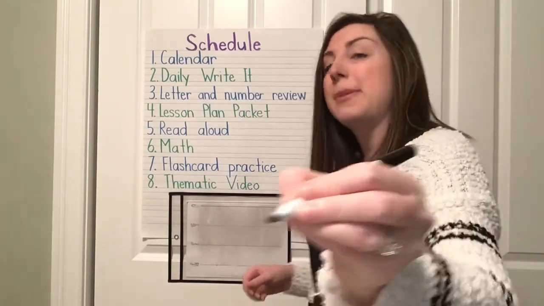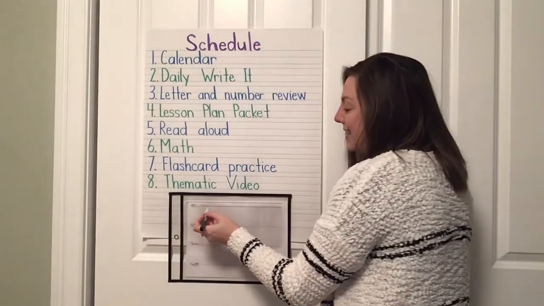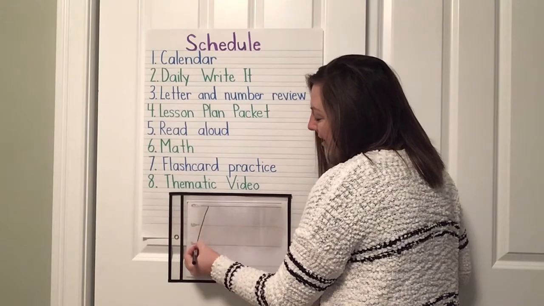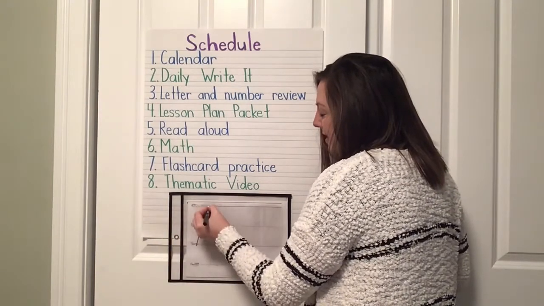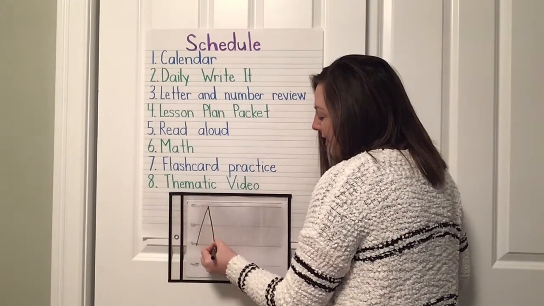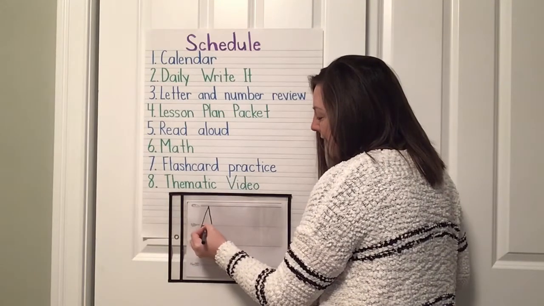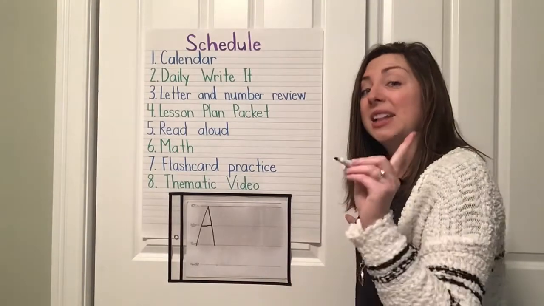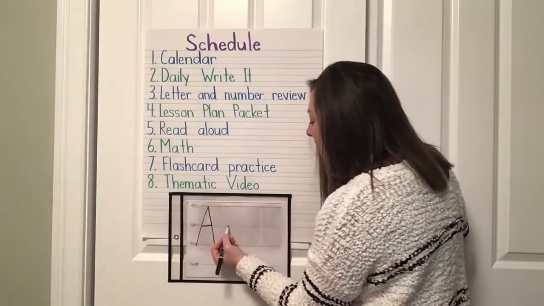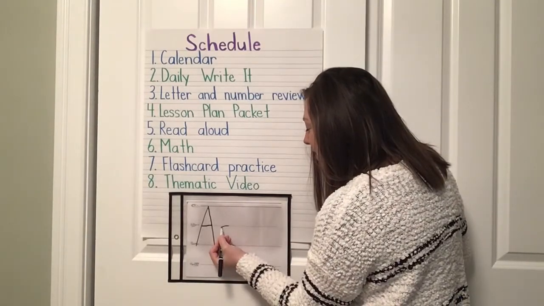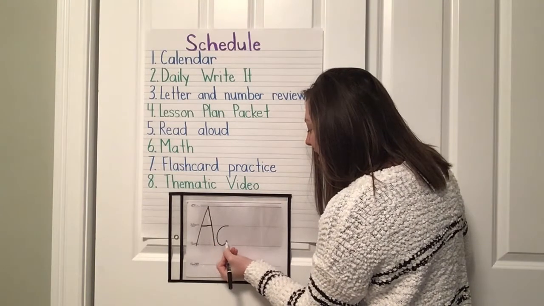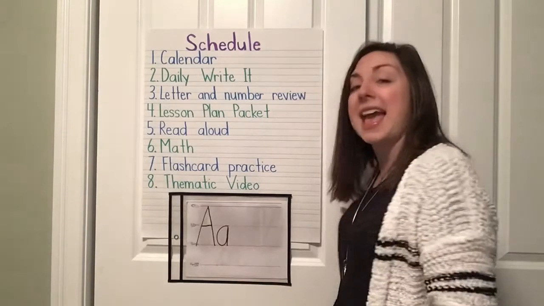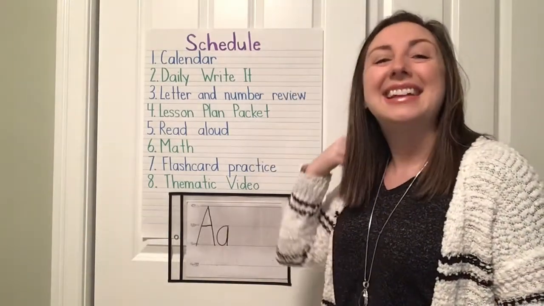I'm going to use my pincer grip. Uppercase A starts at the skyline. Slide to the grass line. Frog jump up. Slide to the grass line. Frog jump to the plane line. Fly across. A, apple, A. Lowercase a is a plain line letter. Trace back, curve to the grass line, up to the plane line, down to the grass line. A, apple, ah. Nice job.